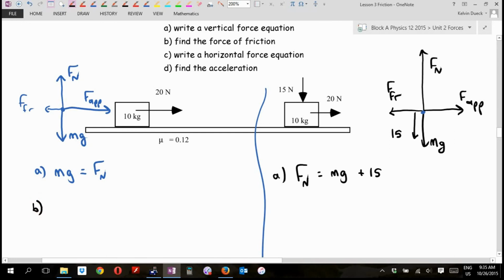B says find the force of friction. Well, friction is what times what? Friction equals mu times the normal force. I don't know the normal force. Oh, but look. I know another force the same size as the normal force. So now I can say it's going to be mu mg.